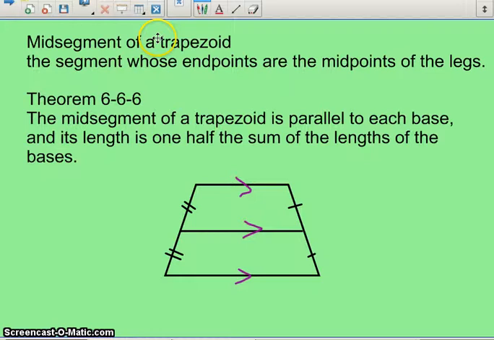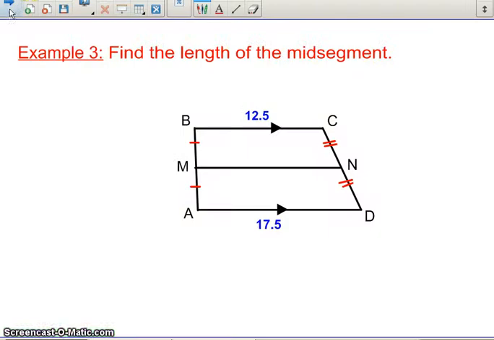Let's move on. Mid-segment of a trapezoid: a segment whose endpoints are the midpoints of the legs. So notice right down here, this middle one would be the mid-segment. We have a theorem about it, 6.6.6. I don't know if that's a great number for a theorem, but hey, that's what it is today. The mid-segment of the trapezoid is parallel to each base, and its length is 1/2 of the sum of the bases. So I'd add this top segment plus this bottom segment, divide it by 2, and we have the mid-segment. Okay, and they're all three parallel.